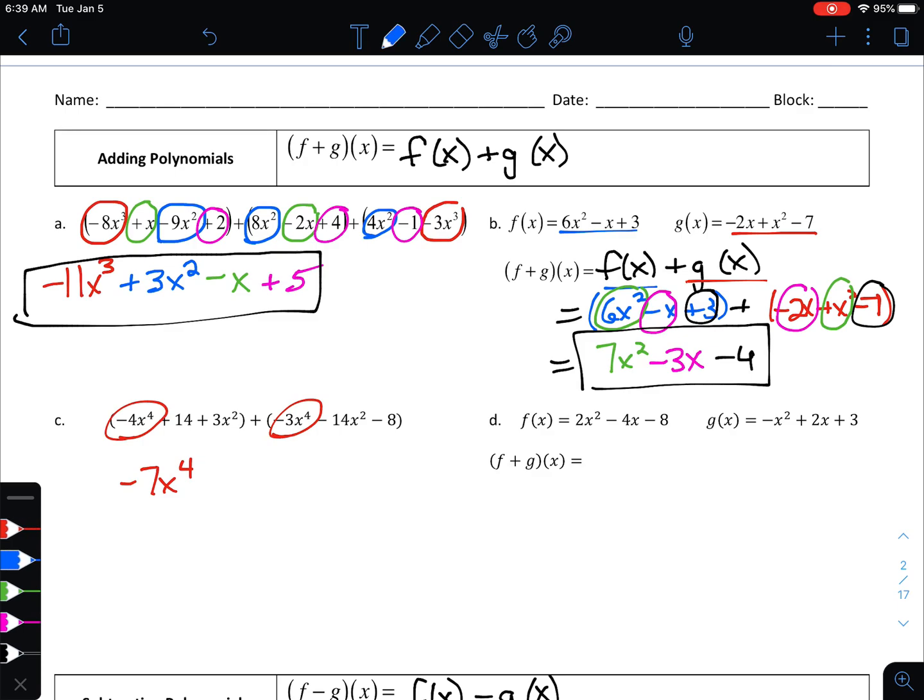Then we'll look for our next highest exponent. In this case, that would be x cubed, but we don't have any. So we'll jump to x squared. So we've got 3 minus 14, which is negative 11x squared. Our next highest would have been x, but again, we don't have any. So we'll go to our constants. So 14 minus 8 is going to be positive 6. And there is our final answer.